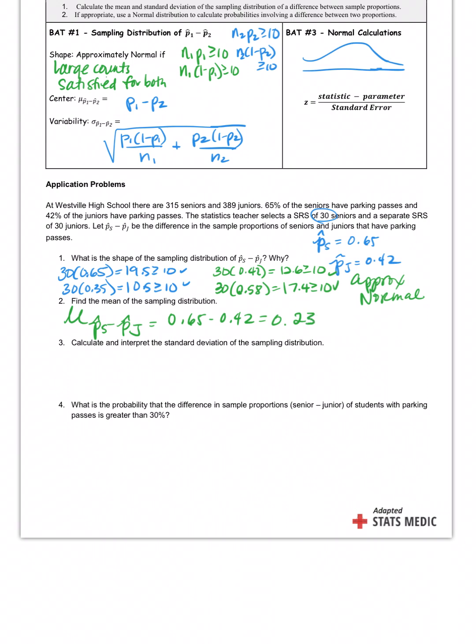Calculate and interpret the standard deviation of the sampling distribution. Okay, so we're just going to use that formula: p-hat seniors minus p-hat juniors. Looks gnarly, kind of is gnarly. So let's do this. So 0.65 times 0.35 all over 30 plus 0.42 times 0.58 all over 30. When I calculate it out, I get 0.1253.